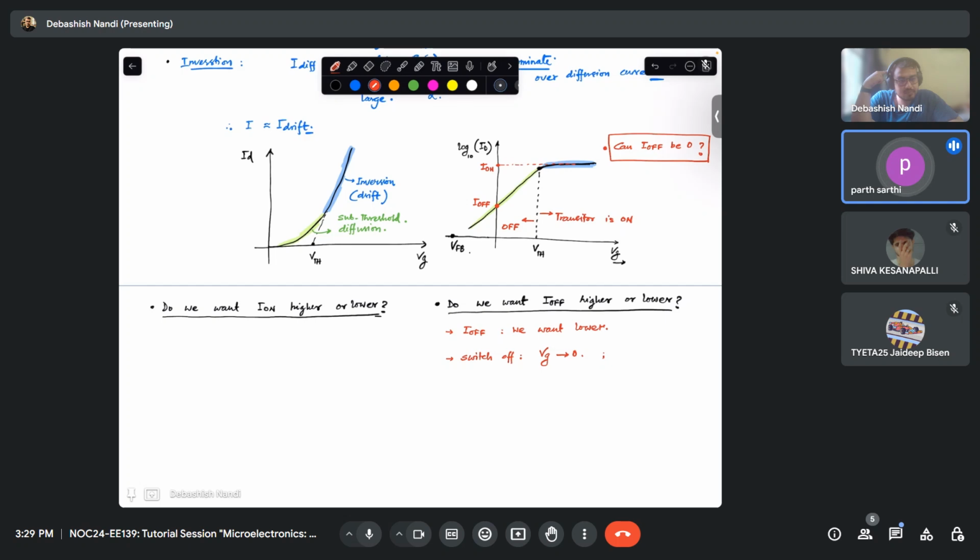Zero reads as one. No, no. Suppose you have a mobile phone, and you have charged it to 100%. Now you are not using the mobile phone, which means you are not turning on any of the transistors. Now what do you want your battery life to be?